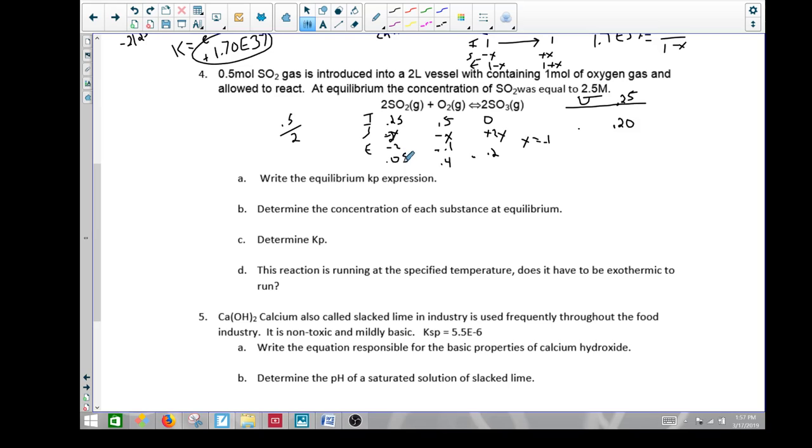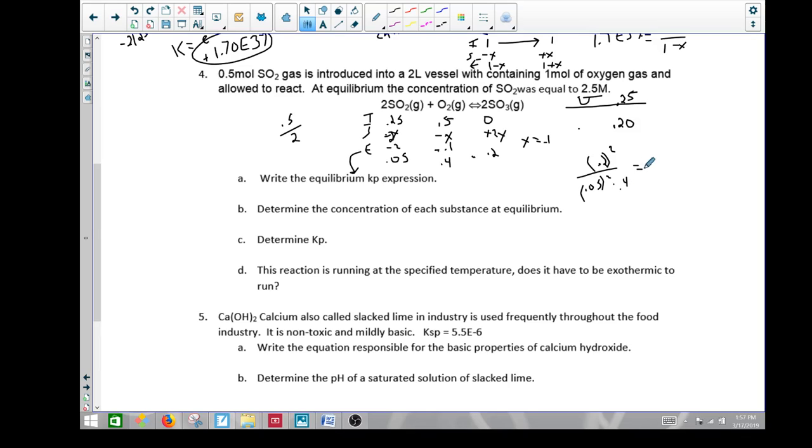All right. What's the equilibrium expression? Anytime you want a K value, plug it into the expression. The expression is products over reactants. So it's going to be 0.2 squared over 0.05 squared times 0.4. Do the math.